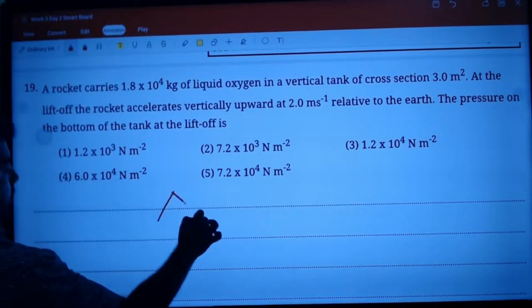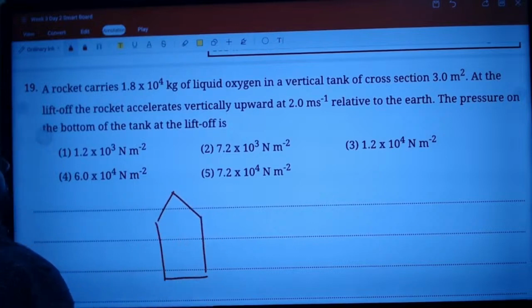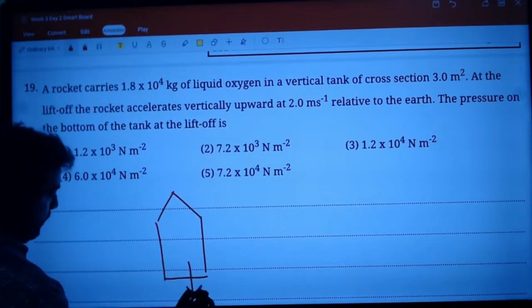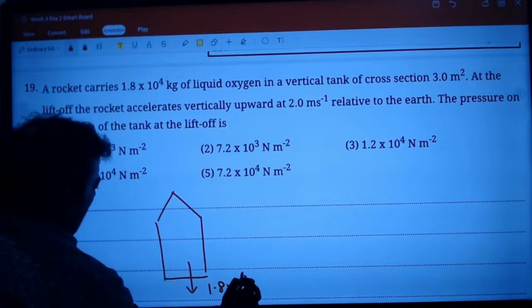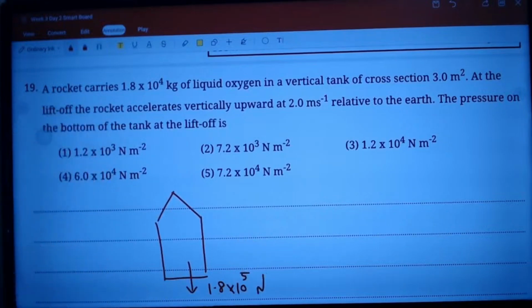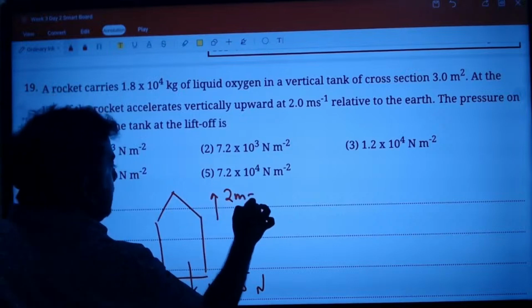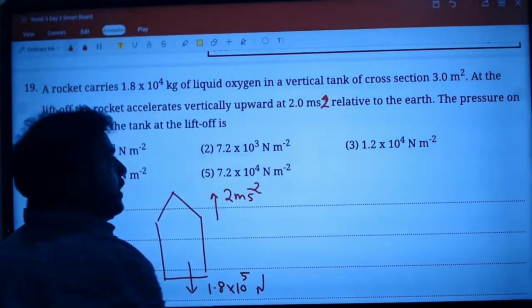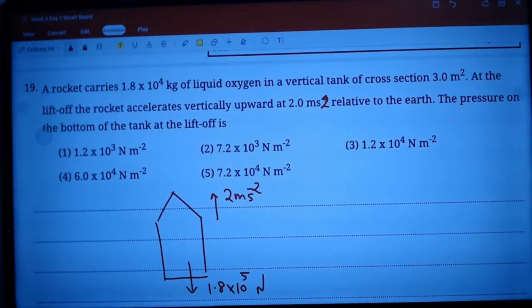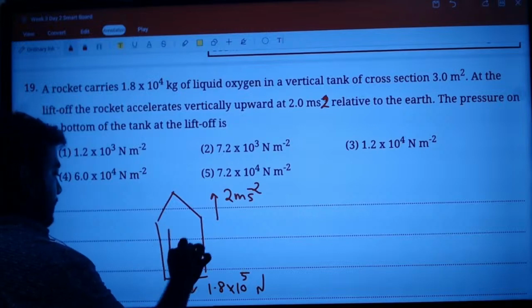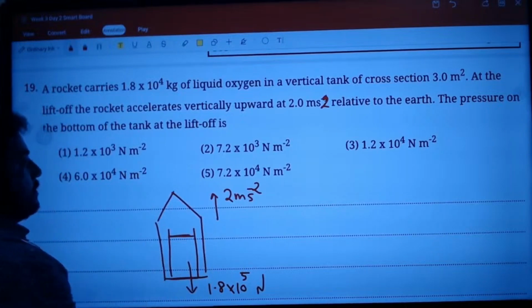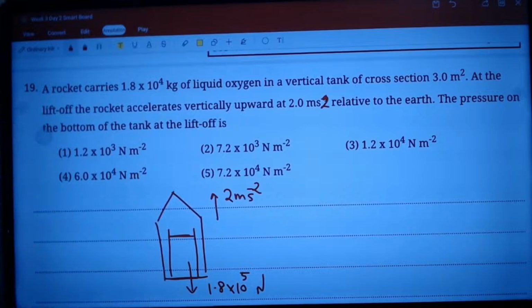A rocket has liquid hydrogen, 1.8 times 10 to the power 4, and thrust 1.8 times 10 to the power 5 Newton. Vertical tank, area is given. At lift-off, the rocket accelerates vertically with 2 m/s squared. Please correct this: this should be 2 m/s squared relative to the earth. The pressure at the bottom of the tank at lift-off is. So there is a liquid tank.